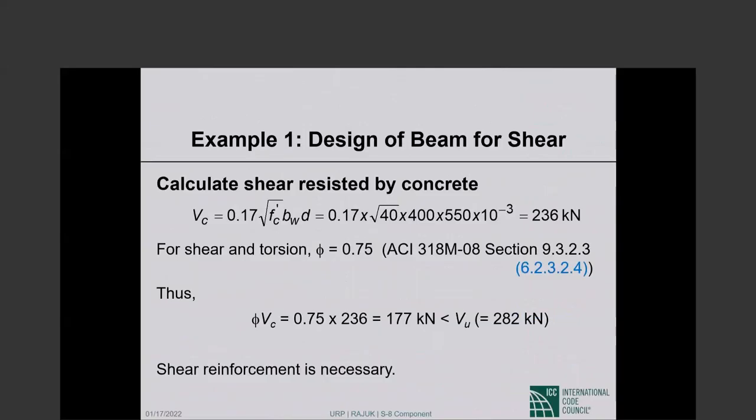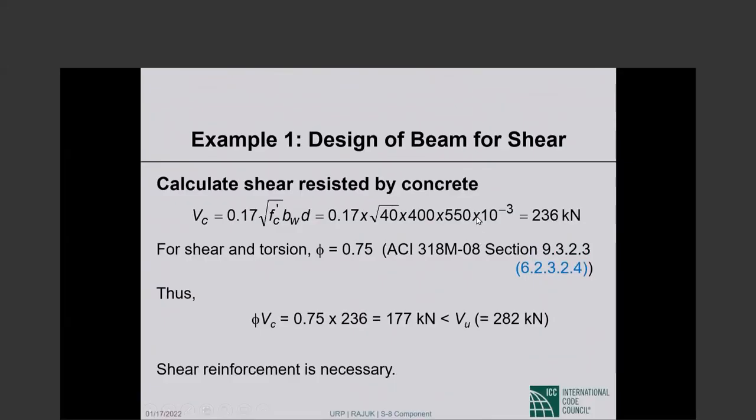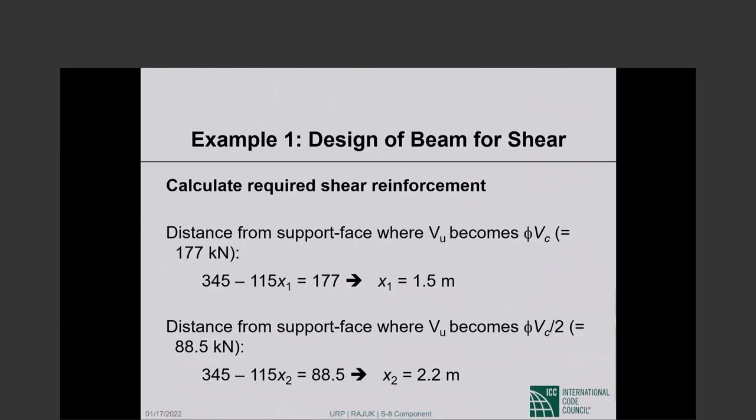How much can concrete carry? 0.17 square root of f sub c prime b sub w d. So 0.17 square root of 40, b sub w is 400, d is 550. That is 236 kilonewton. 282 is what we want to carry, 236 well, this is the nominal. For phi is 0.75, so the 236 gets down to 177 kilonewton. So we have 282 kilonewtons of shear to carry. Concrete can carry 177. The rest has to be done by reinforcement.